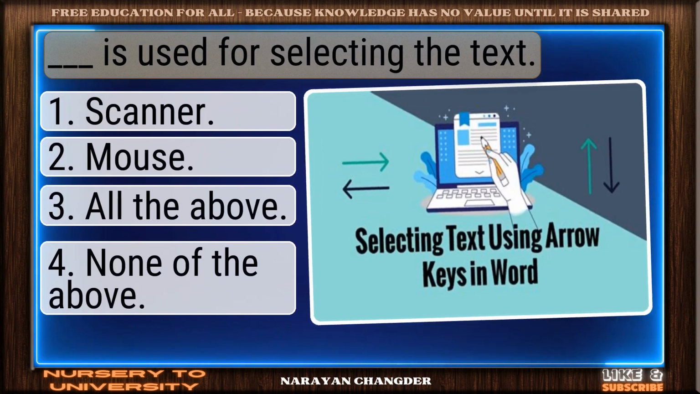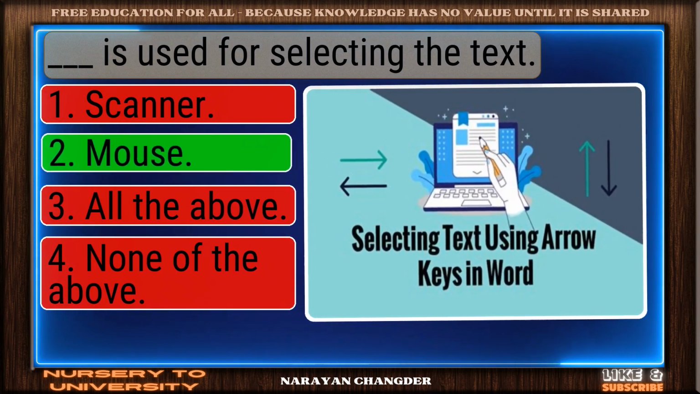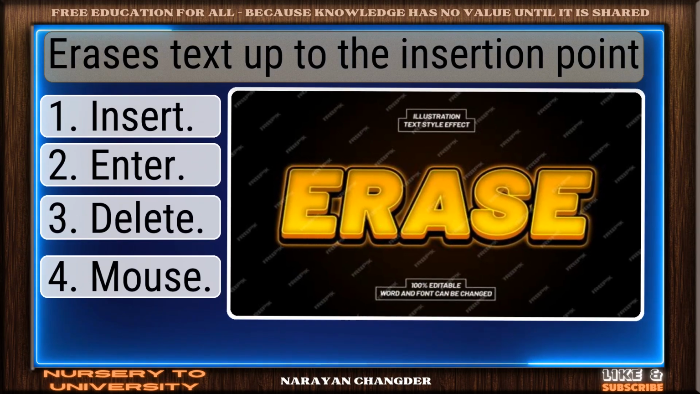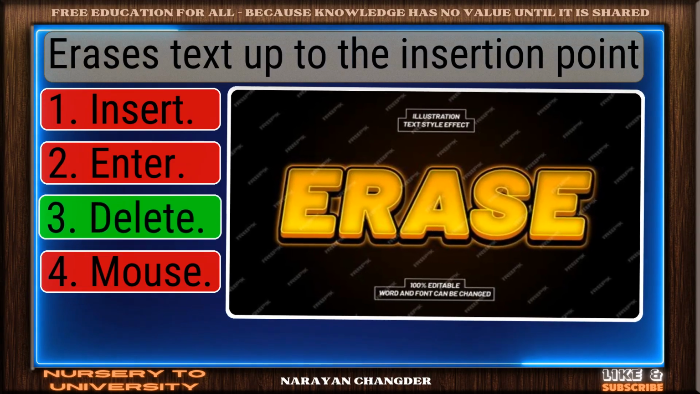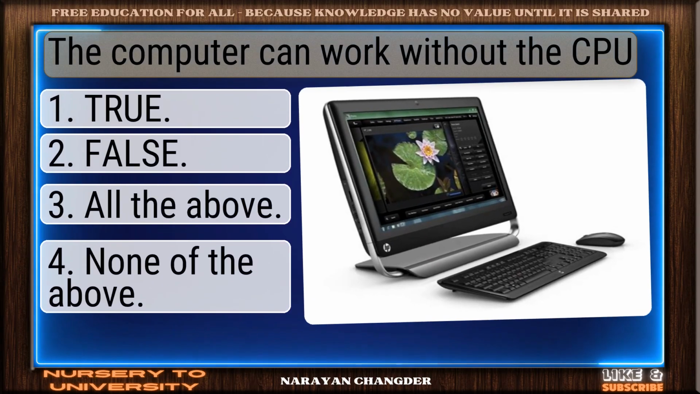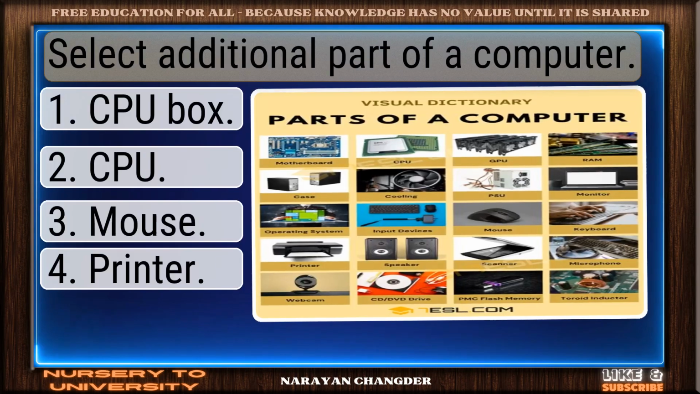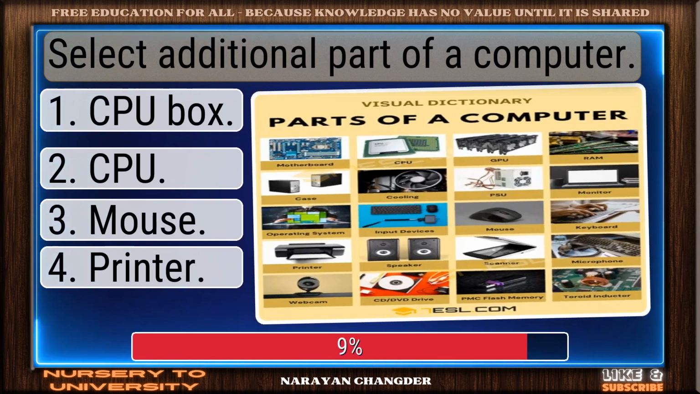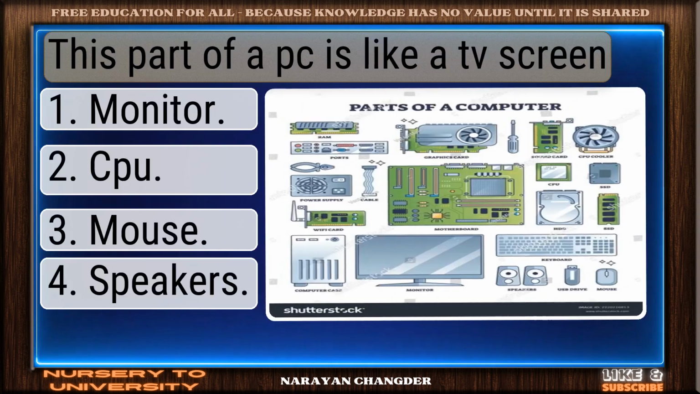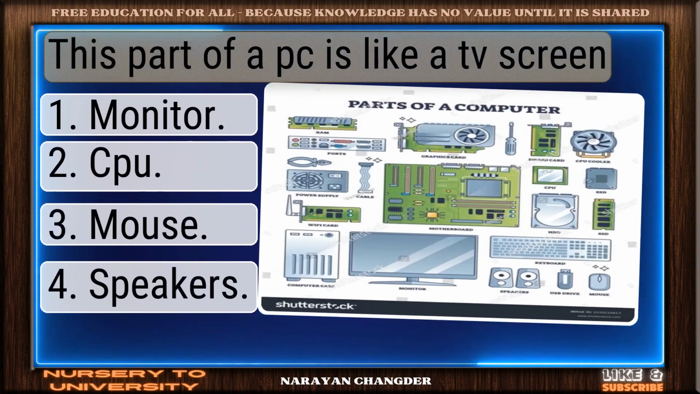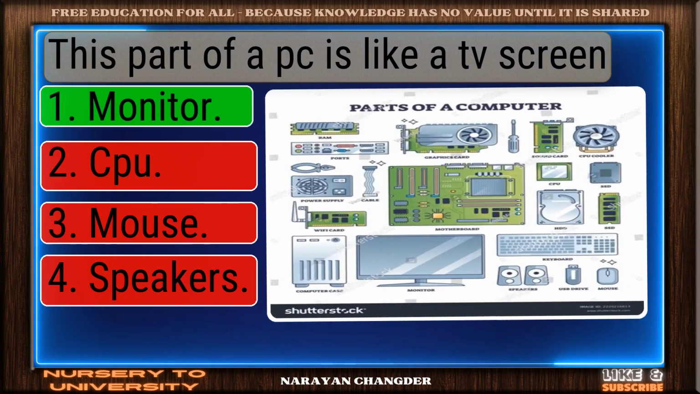Dash is used for selecting the text. Exactly, makes sense. Erases text up to the insertion point. Perfect. Delete is the one. The computer can work without the CPU. You chose false, correct. Select additional part of a computer. Good job. Printer works well. This part of a PC is like a TV screen. Bravo! Monitor is the answer.